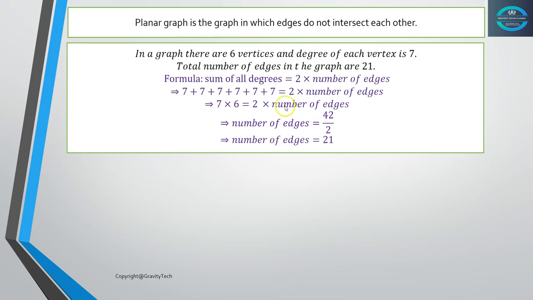Total number of edges in the graph will be what? 21. Now how to find that? See, there is a formula: sum of all degrees is equal to 2 into number of edges.